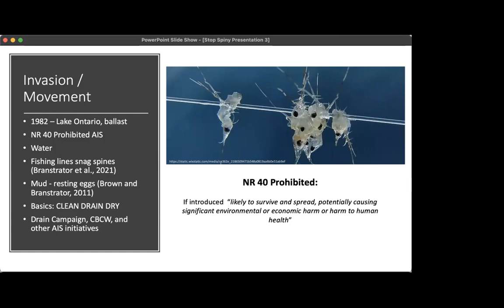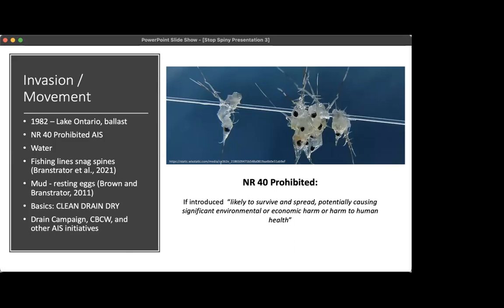Here in Wisconsin, they are an NR 40 prohibited aquatic invasive species, which means that they're likely to survive and spread, potentially causing significant environmental or economic harm or harm to human health. And we'll touch on those factors a little bit later on. And there's a few different vectors that spiny water fleas can be spread through. One is water, just like the ballast water I talked about.